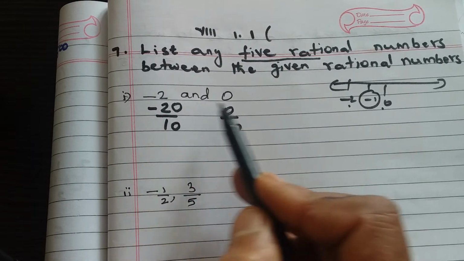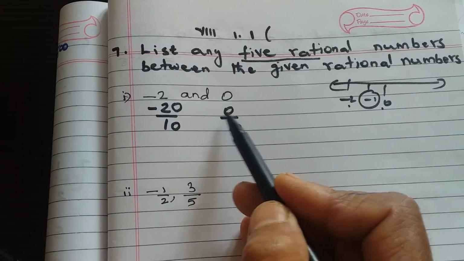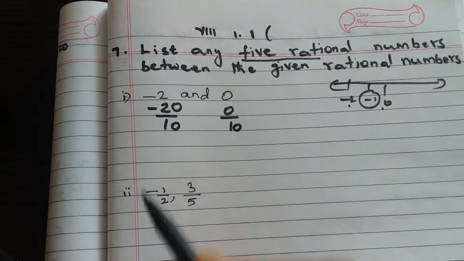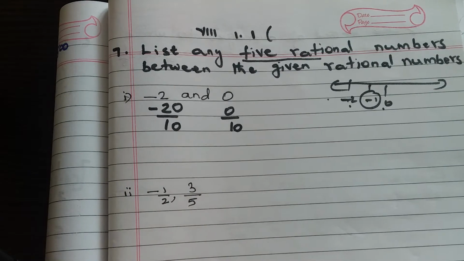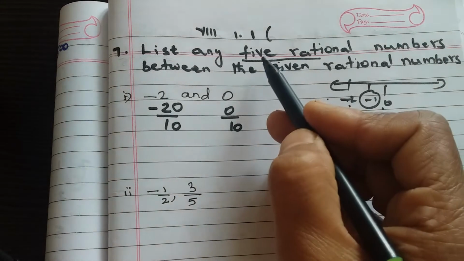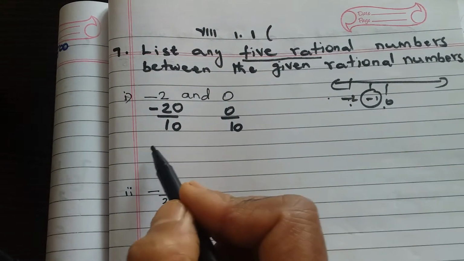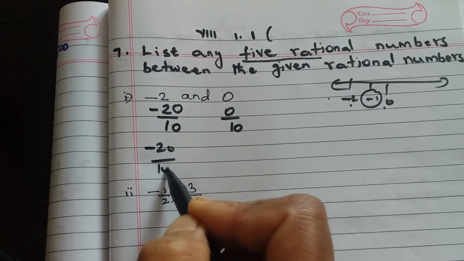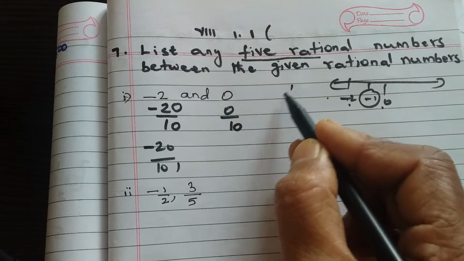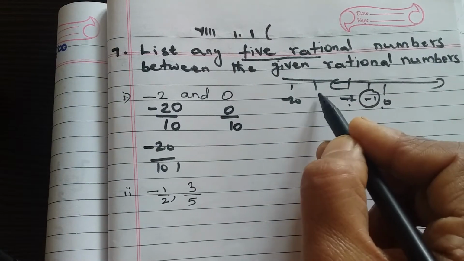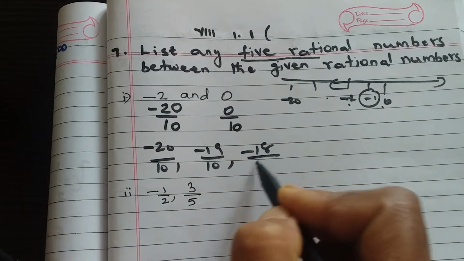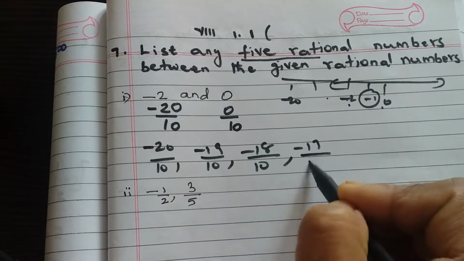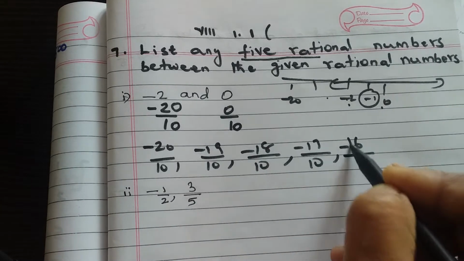Now between -20 and 0, we can find numbers: from 0, -1, -2, -3, -4, etc. up to -20. Up to -19 we can find numbers, but we need only 5 rational numbers. You write any 5 as you like. See, -20 by 10. And what comes before that? If you see the number line, what is before -20? -19. Yes, -19 by 10, -18 by 10, -17 by 10, -16 by 10.